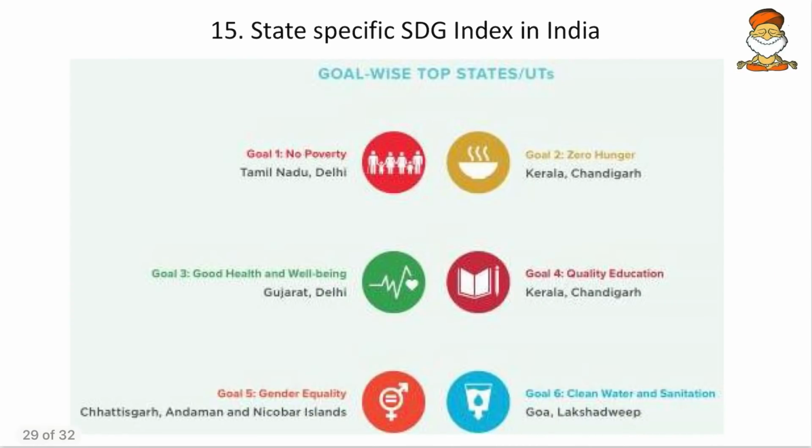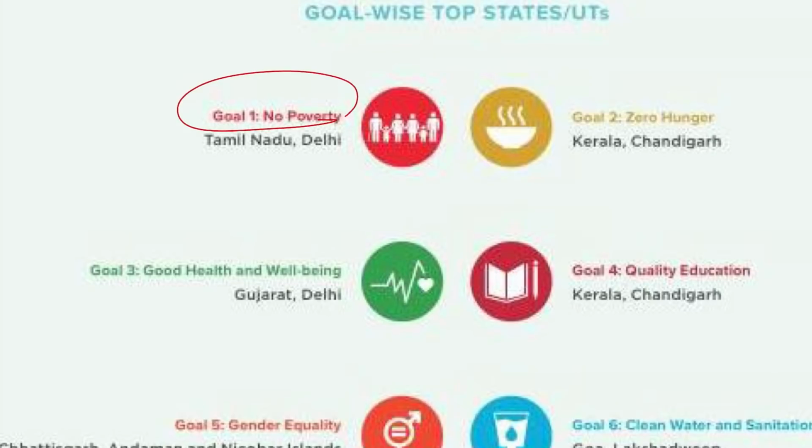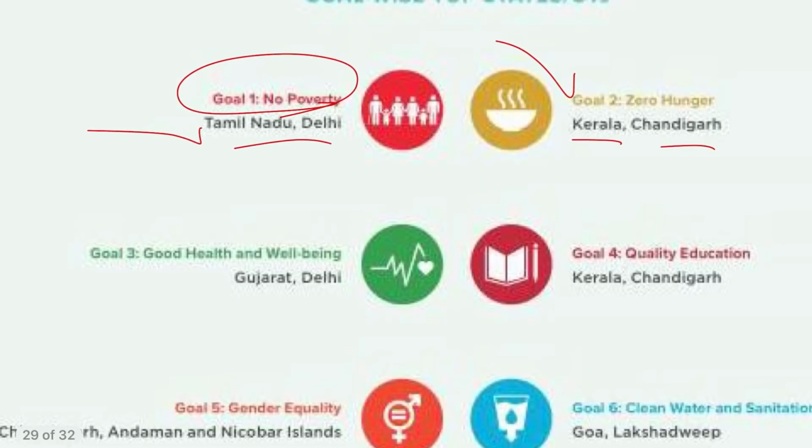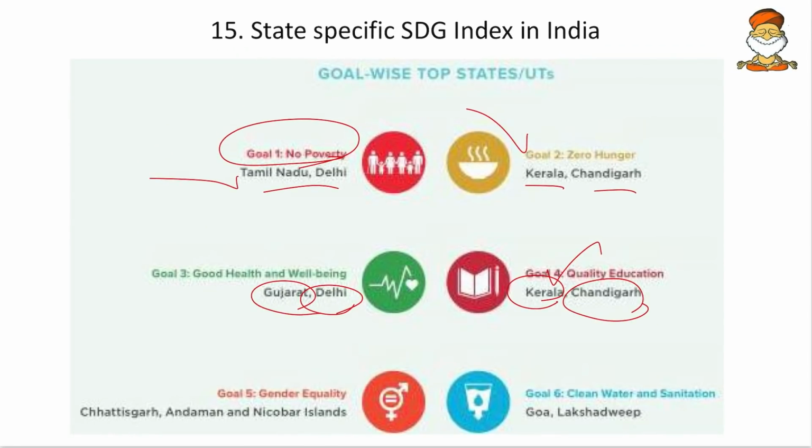And then the state wise and the goal wise report. On no poverty, the target of goal 1, Tamil Nadu and Delhi rank first, and then goal 2, zero hunger, Kerala and Chandigarh are at the top. And then good health and well-being, Gujarat and Delhi again. And then quality education, Kerala and Chandigarh. Obviously in education, we can't beat Kerala. Then gender equality, Chhattisgarh, Andaman Nicobar Islands. Mostly they are tribal, Andaman Nicobar are tribal union territories. So obviously there, gender equality will be there.